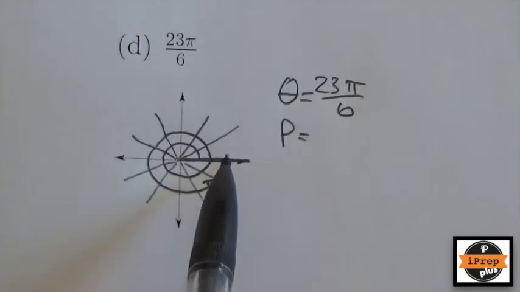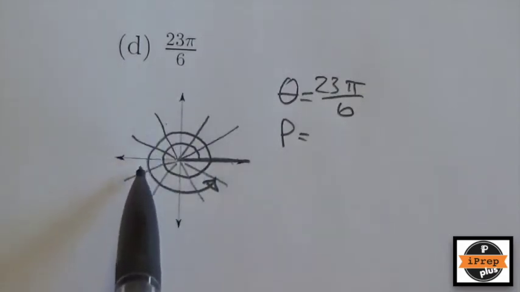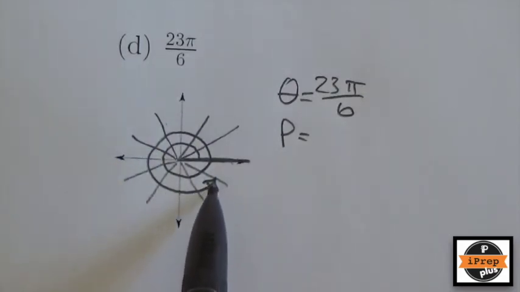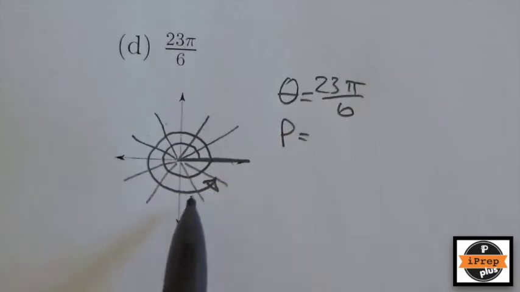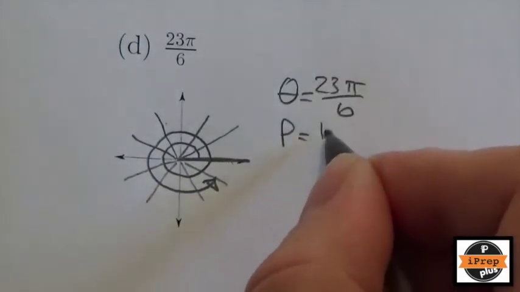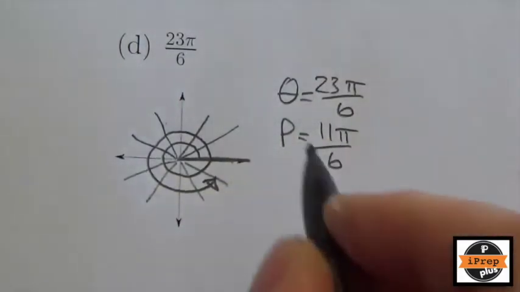Now, if I just count that out here, going around from the positive x-axis all the way around here, that's 1, 2, 3, 4, 5, 6, 7, 8, 9, 10. That's 11 of these little pi over 6 wedges. So my principal angle here is 11 pi over 6.